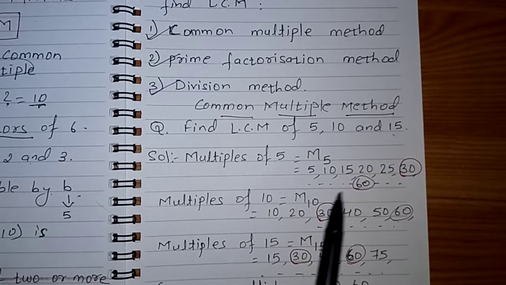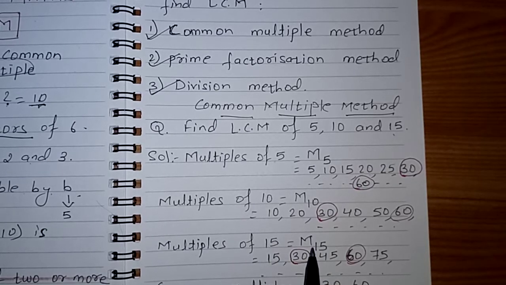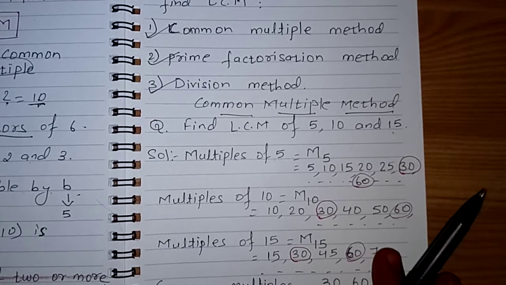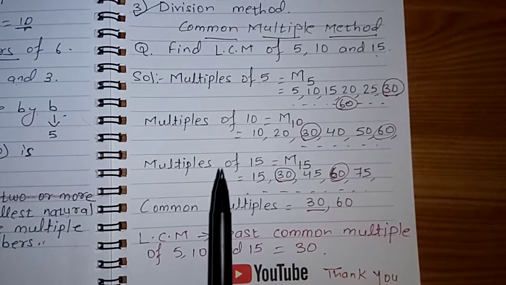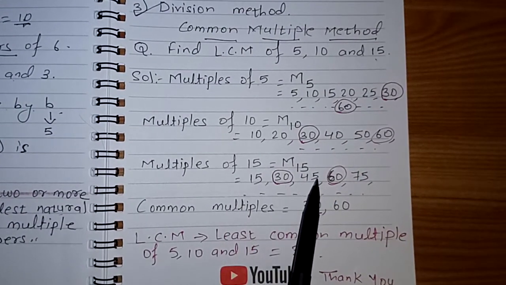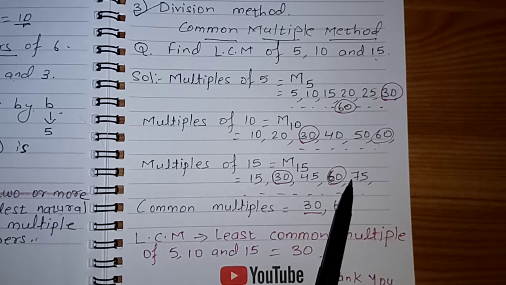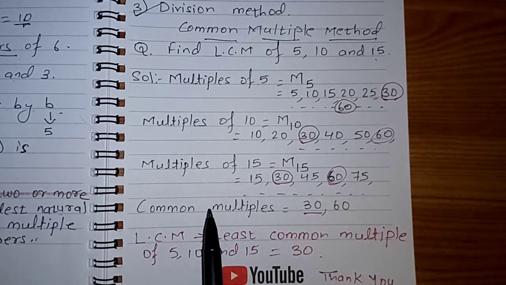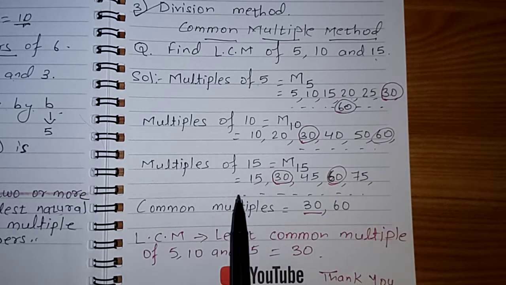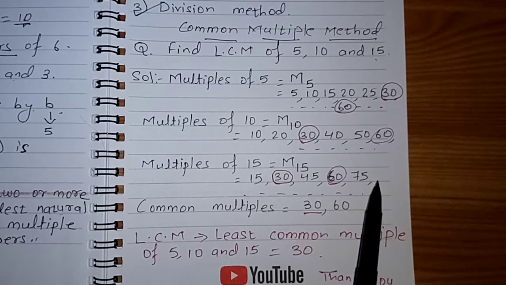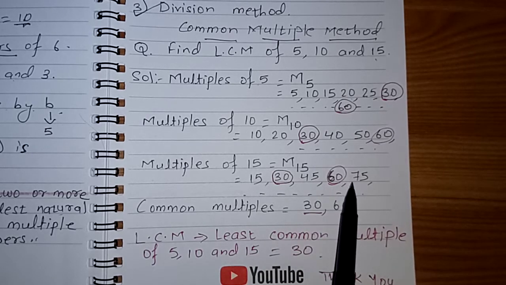Next is what? Multiples of 15, or M of 15. What are multiples of 15? 15, 30, 45, 60, 75, dot dot dot. Again, there are so many multiples, and some of the multiples we have written.